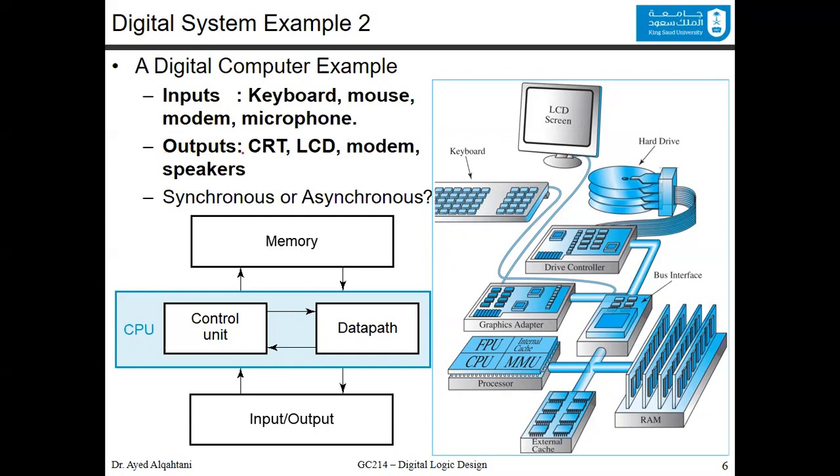It has also output, for example, CRT, LCD, modem, speakers, and other examples. As you can see, as an output device, we have the LCD screen. In an abstract view, the computer has a CPU, which has a control unit and data path. And there is an exchange between the control unit and the data path.